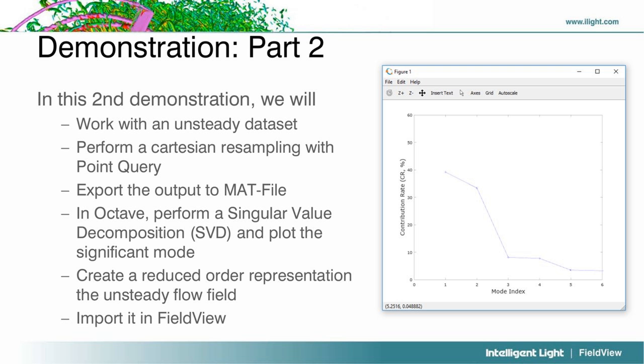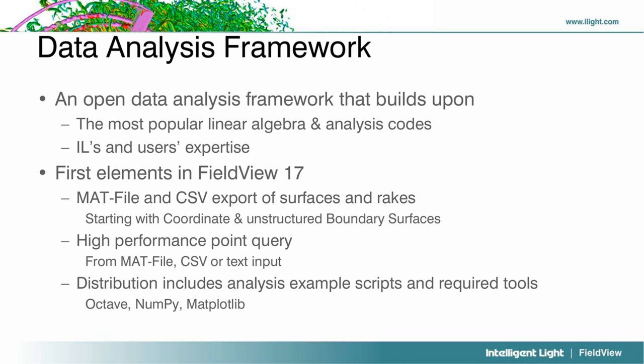Okay, so we're done with the demonstration here, and I just want to explain again that a big part of what we've been trying to do in FieldView 17 is to provide this data analysis framework, which is really open, letting people plug in any method that they have or build more based on our expertise and the scripts that we can provide. So you can export from FieldView to Matfile and CSV, starting with coordinate surfaces and unstructured boundary surfaces. We'll be adding support for more objects in coming versions of FieldView, but these are the ones that really stand out as the highest priority.